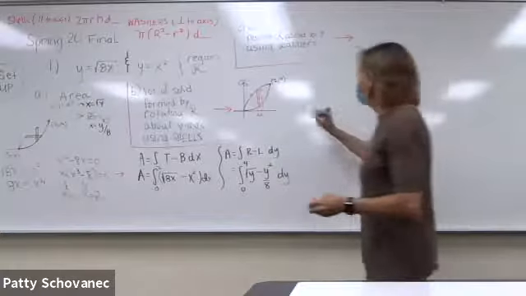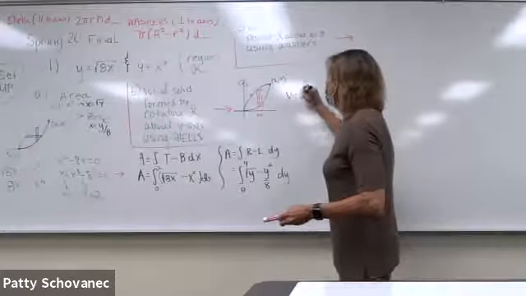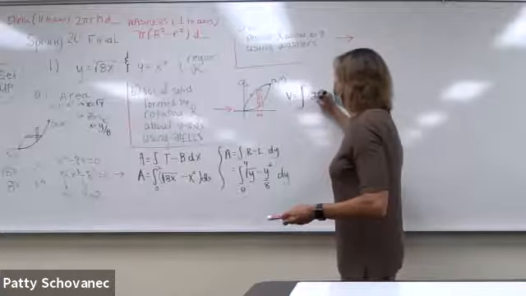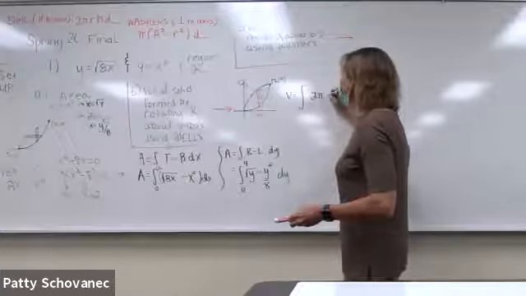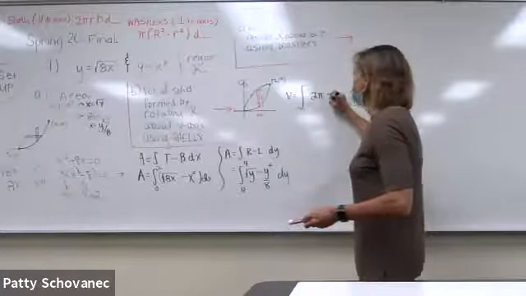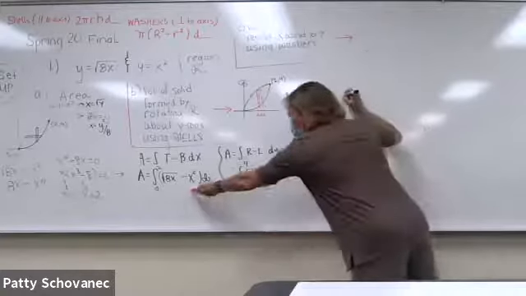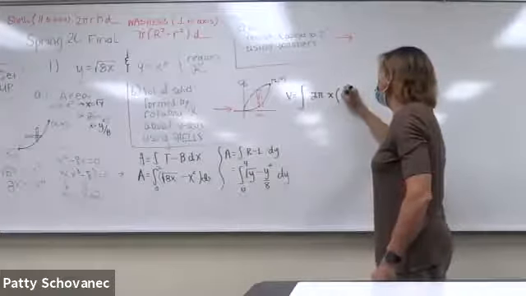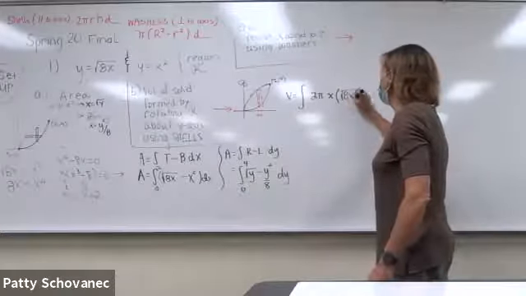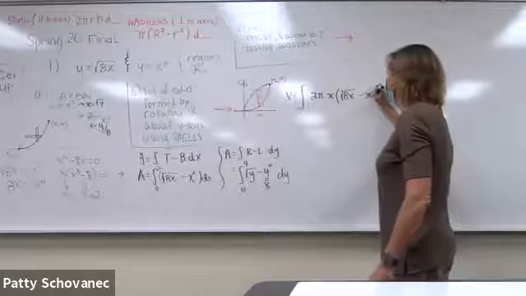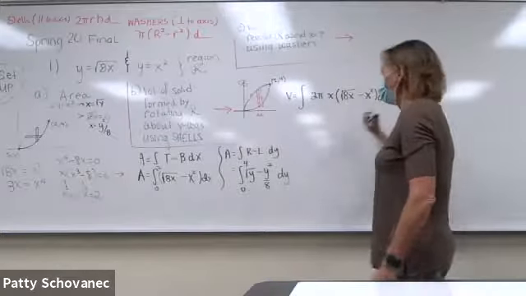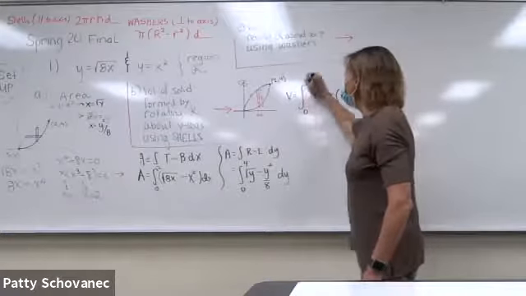So that's it. Our volume is the integral of 2 pi r, which was x. Height is top graph minus bottom graph, so just the same as it was here. Square root of 8x minus x squared. And then we follow the x's again from 0 to 2.